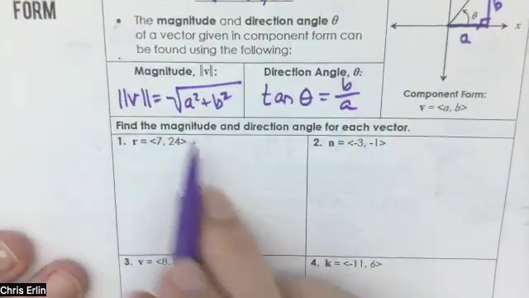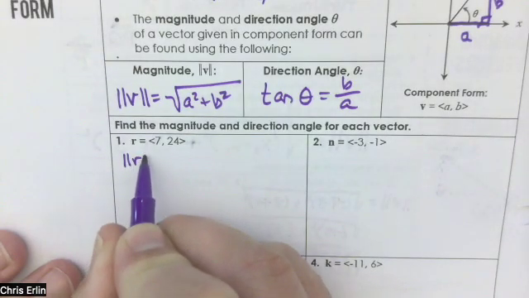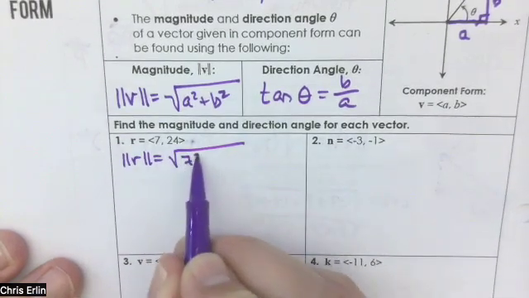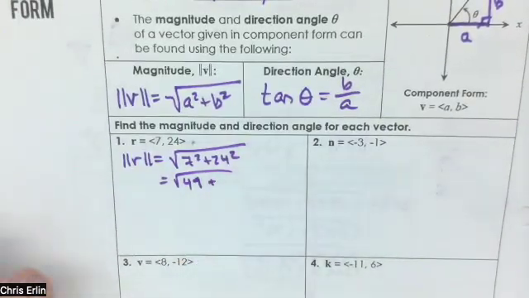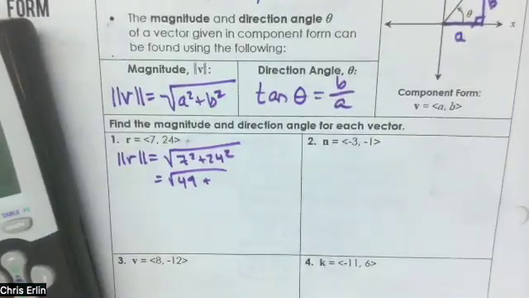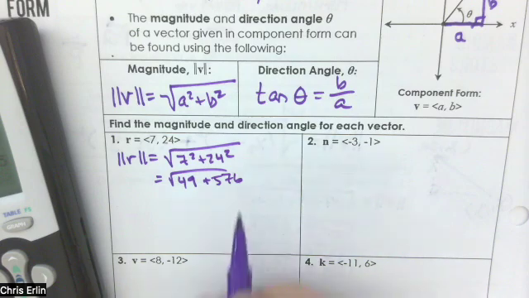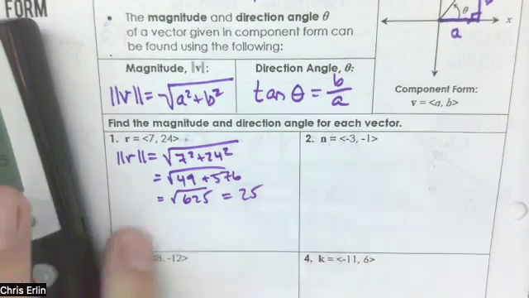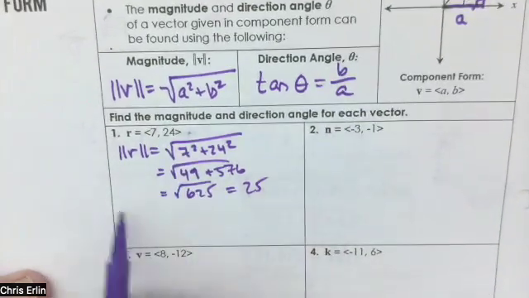So if I want to find the magnitude and direction of this, I'm going to find the magnitude first, and I'm going to use this formula. Square root of 7 squared plus 24 squared, square root of 49 plus 576. So this is the square root of 625, 25. So the magnitude is 25. Oh, yeah. Another Pythagorean triple, 7, 24, 25.